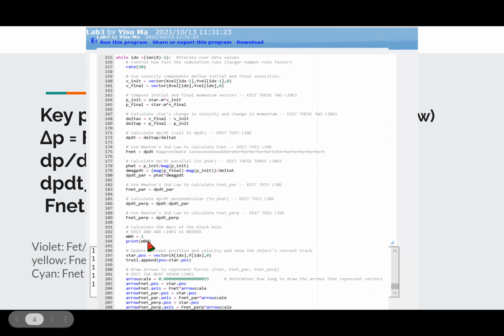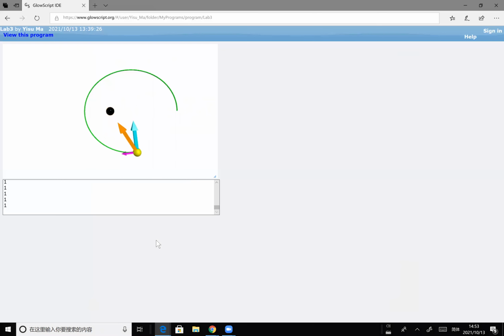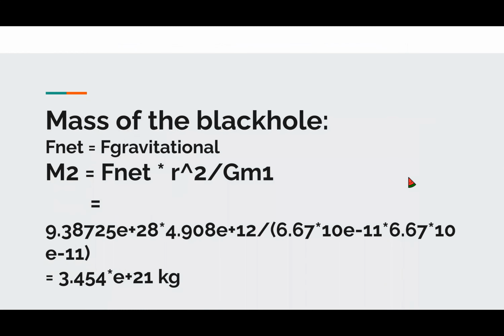When the star finally finishes the circle, finishes the orbit, we get this data, which tells us the radius, the F net and dp dt. Then we can calculate the mass of the black hole, where F net is equal to F gravitational, because we only have one force exerting on the star. That's F gravitational between the star and the black hole.